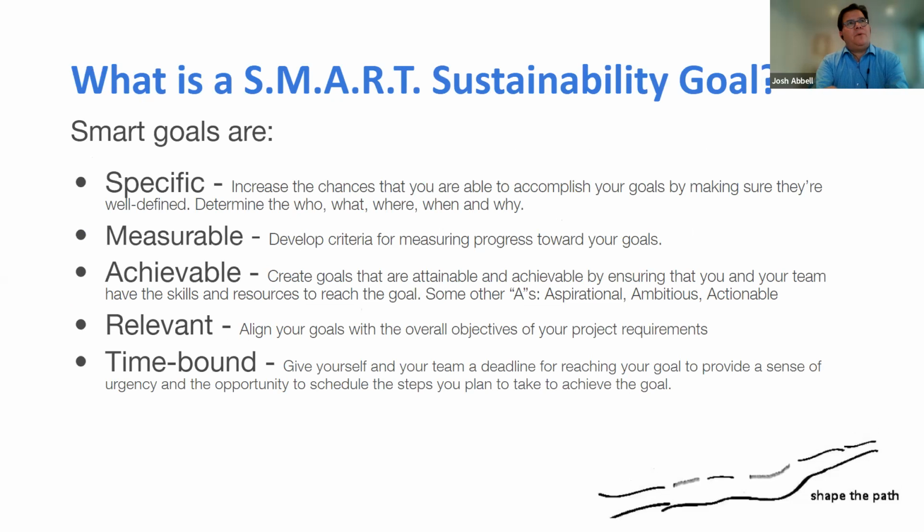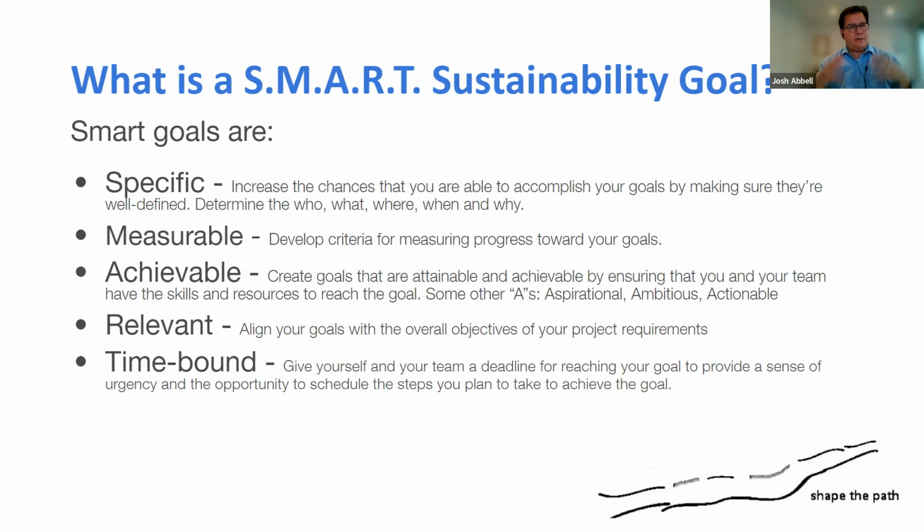Just a quick recap on what a SMART sustainability goal is. They're specific, making sure they're well defined. Measurable: you have criteria for measuring and tracking your goals. Achievable, meaning they are tangible. Within our group, we're hoping for maybe a little more than achievable, suggesting aspirational, ambitious, actionable. That was one of our discussions last month. And then, of course, relevant. We want to make sure you're looking at sustainability goals that are appropriate to your project.